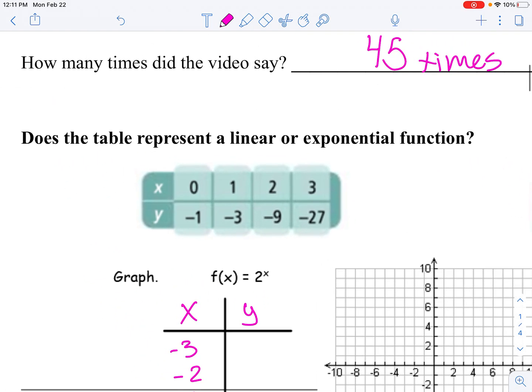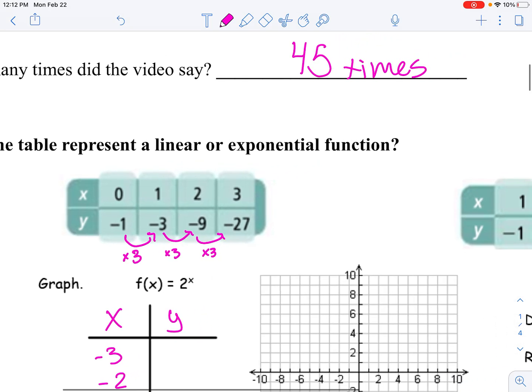It says, does the table represent a linear or an exponential function? One way to figure that out is to see if they're being multiplied or added. From here to here, it looks like we're adding 2. Are we adding 2 to get to that one? No, we're not. What's happening here is we're actually multiplying by 3, and we're multiplying by 3 again. So we are multiplying by the same thing every time, it's just a 3. So that one would be exponential.